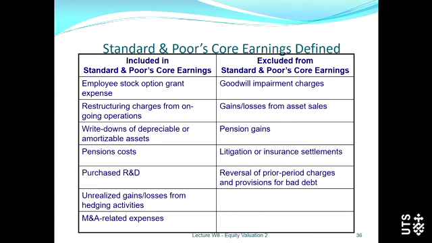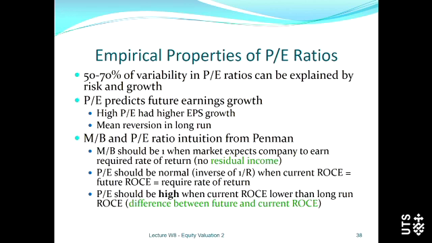I'm skipping a few of these slides, 36 and 37, that discuss different items that are included or excluded of core earnings. Those are things that you can go by yourselves and have a look at. I just wanted to stop here to look at some empirical findings from price earnings ratios.